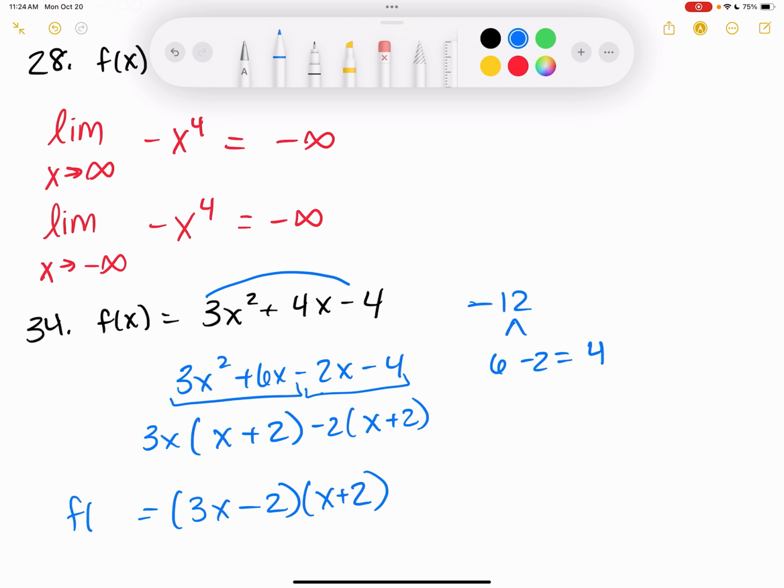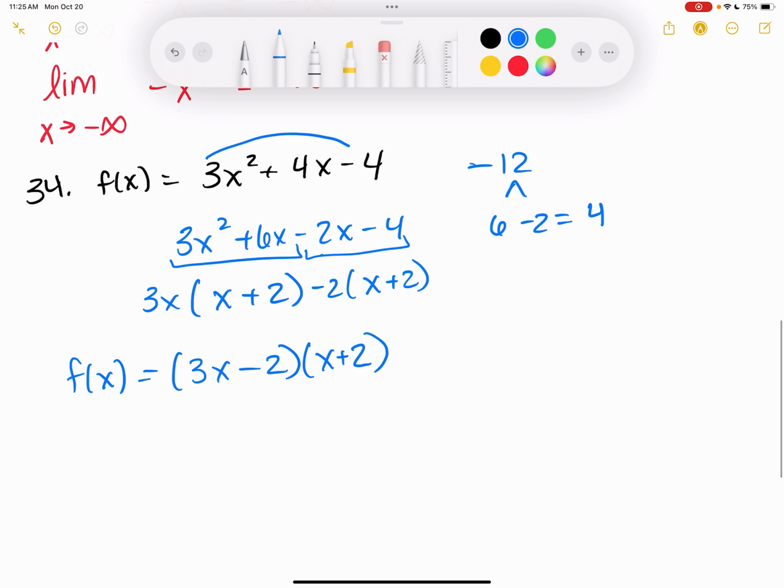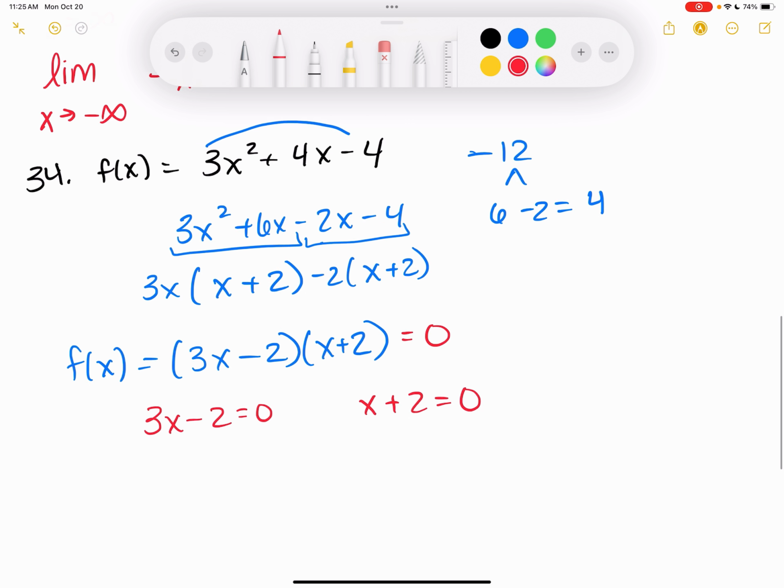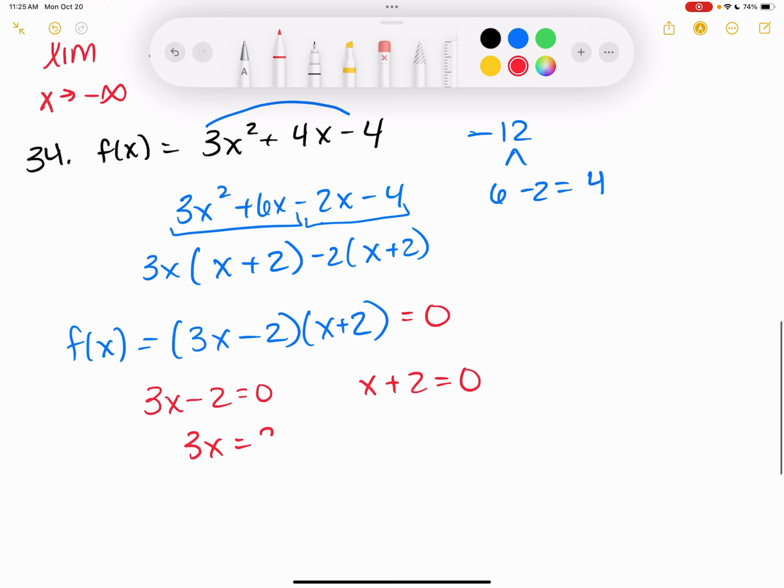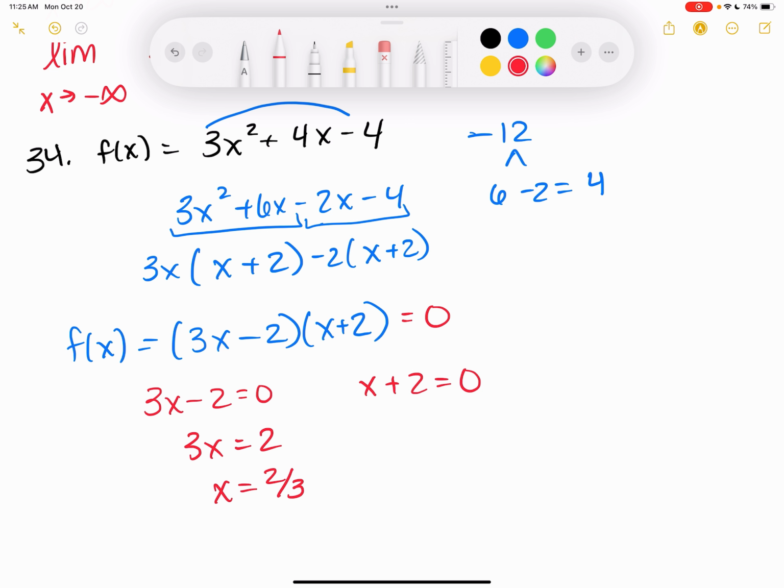Once I've factored, I'm not done. I'm finding zeros. So I'm going to take each of these and set them equal to 0. So 3x minus 2 equals 0, and x plus 2 equals 0. So on this left one, I've got 3x equals 2, so x equals 2/3. If you can do that all in one step, obviously, you're welcome to do that. On the other one, subtract the 2, so x is equal to -2. So x is equal to -2 or x is equal to 2/3. Both of those would be zeros of this function.